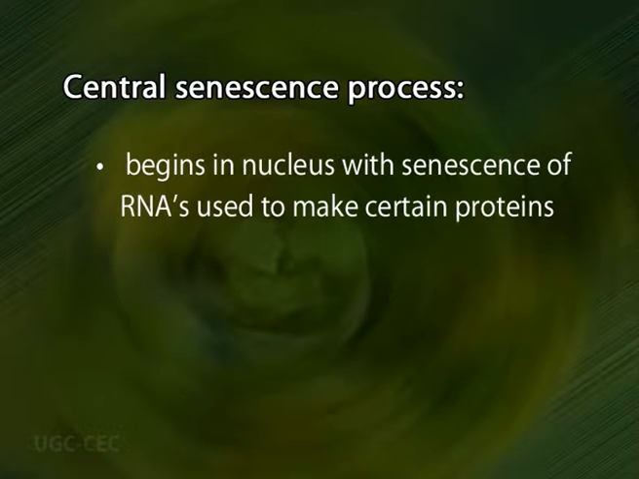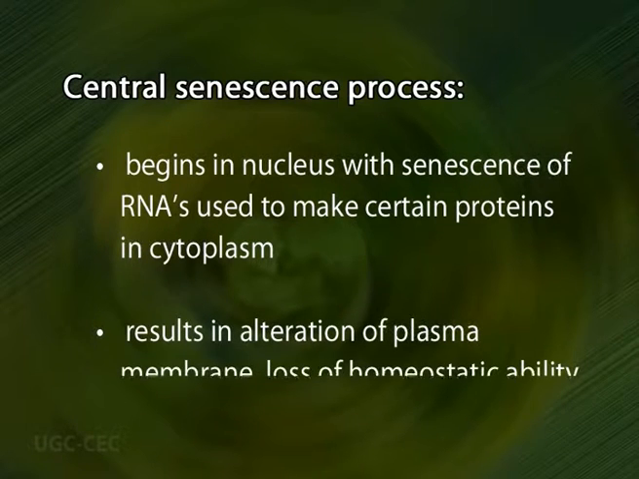The physiological consequences of physical and chemical changes in the membrane lipids include modifications in the membrane permeability, loss of membrane-bound enzymatic activity. The central senescence process seems to begin in the nucleus with the senescence of RNAs, which in turn are used to make certain proteins in the cytoplasm, ultimately resulting in the alteration of plasma membrane and loss of homeostatic ability. The active and rapid nuclear degradation is triggered by vacuolar rupture during programmed cell death.